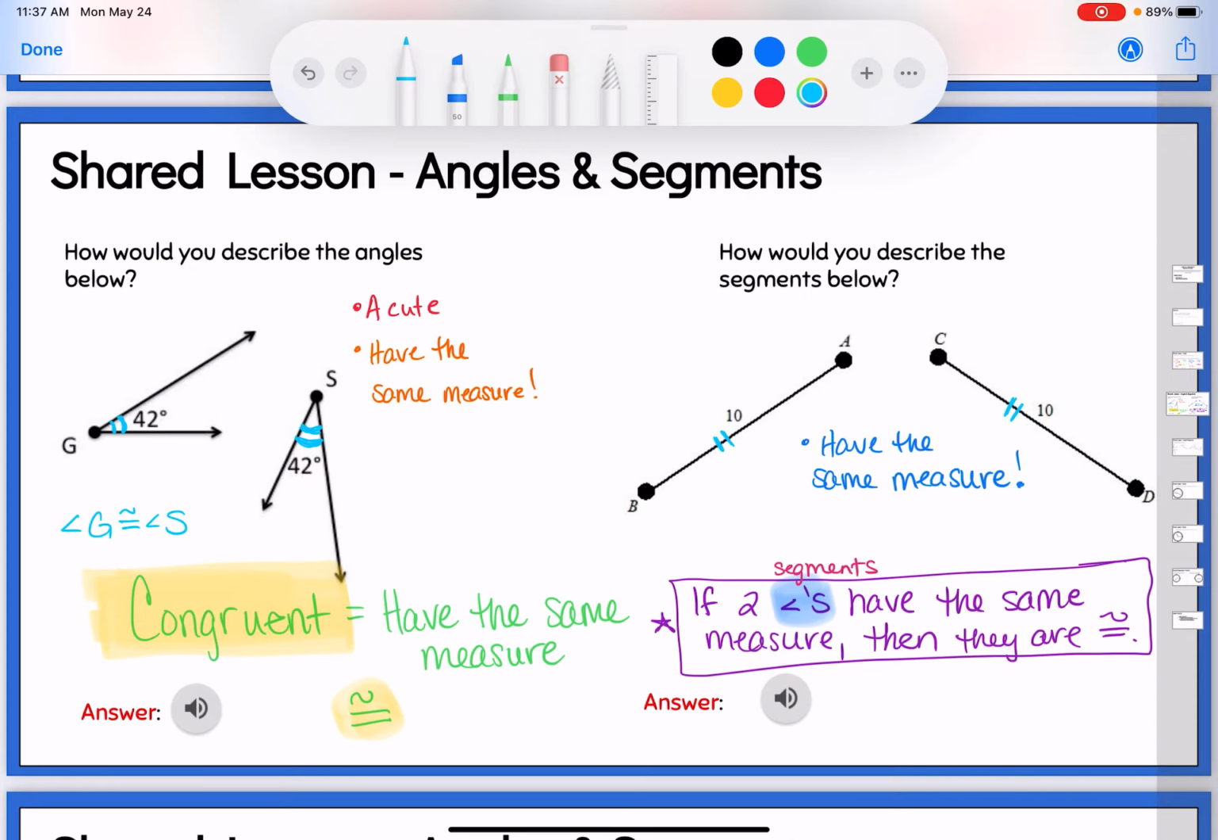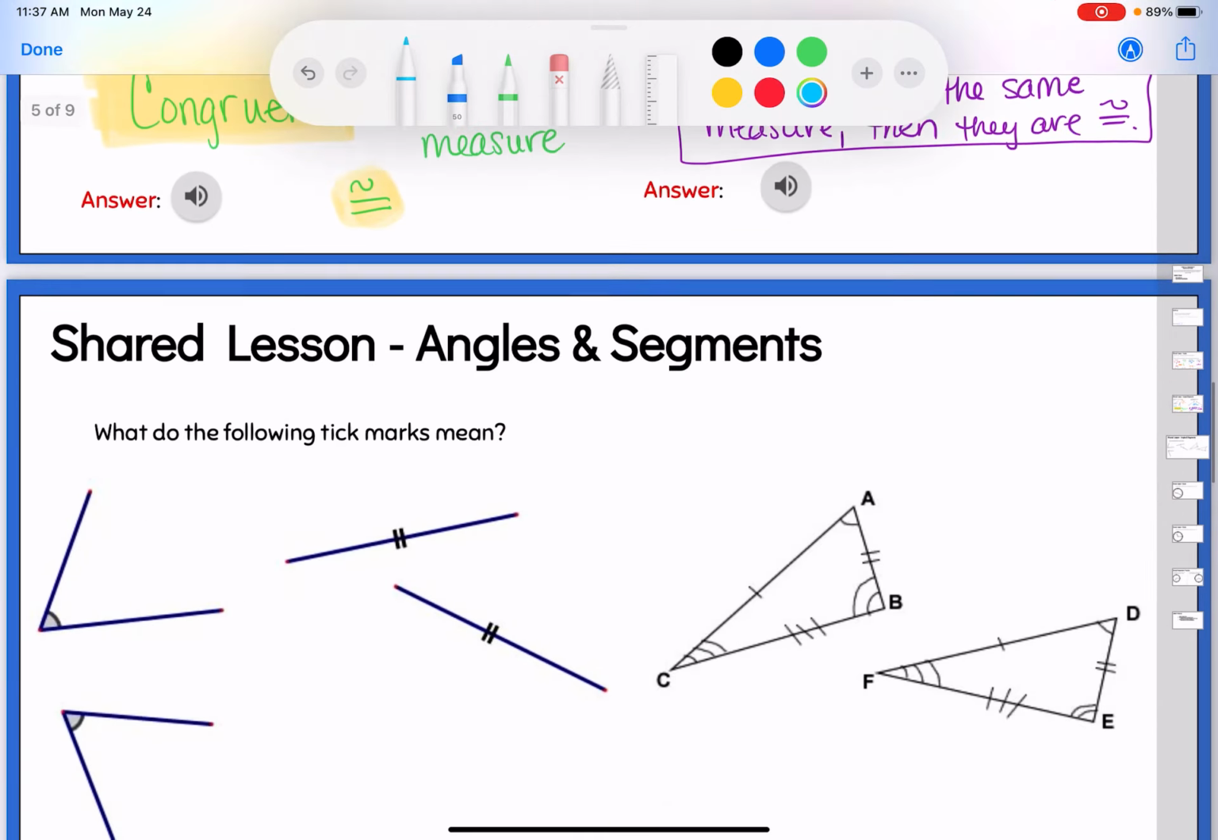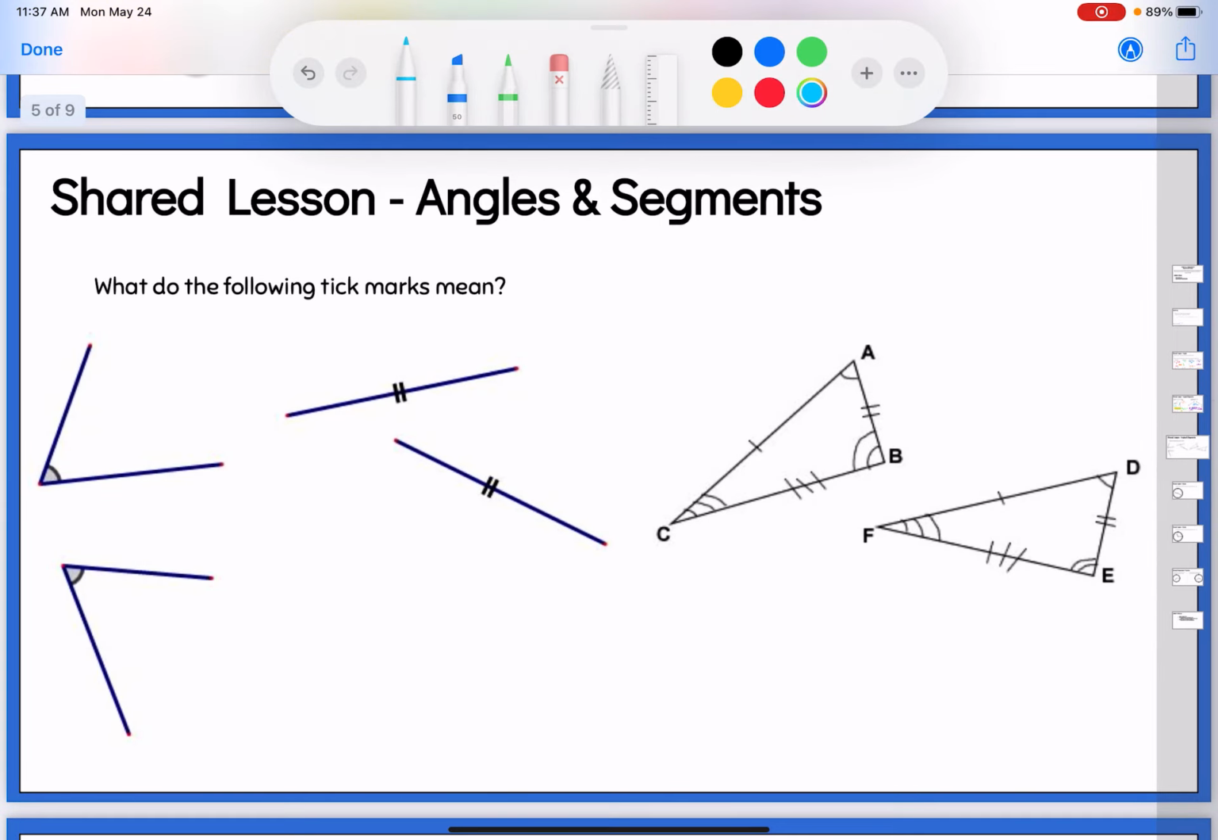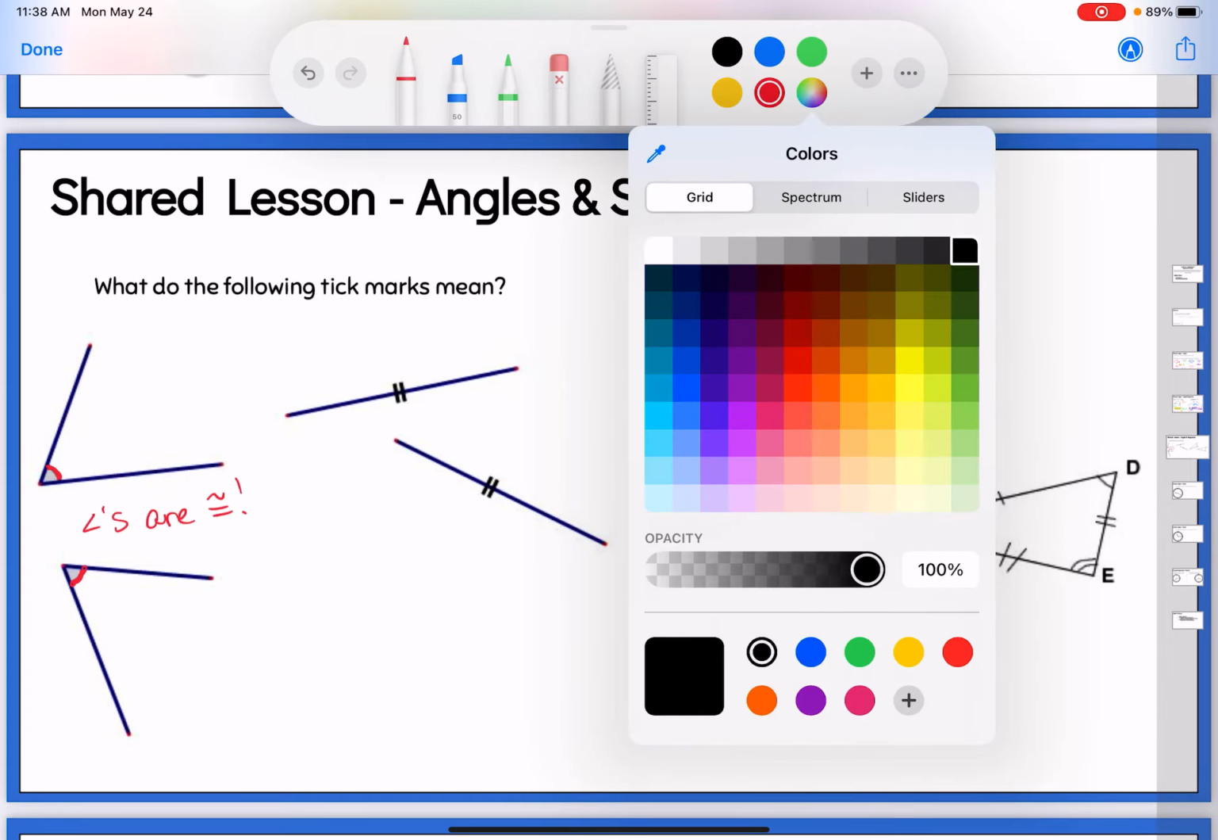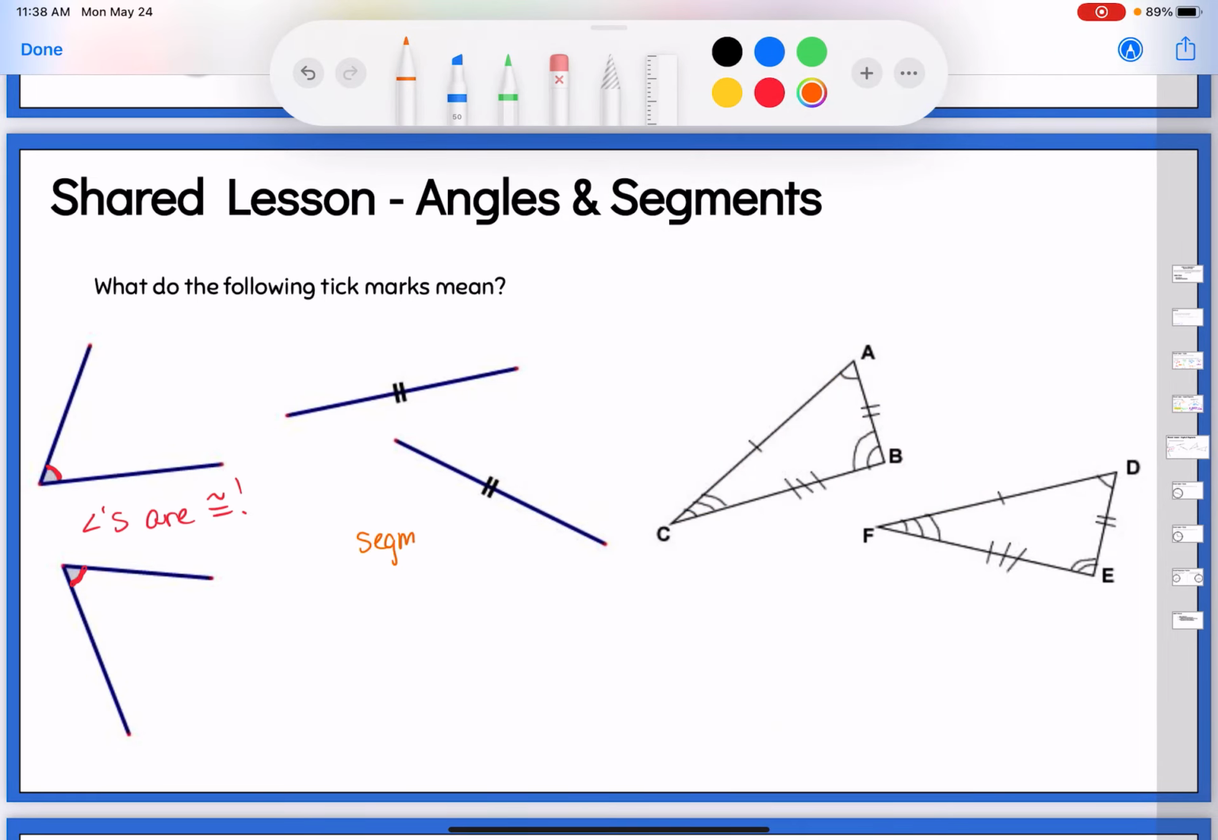So dashes on the segments, arcs through the angles, they have to have the same marking to show that they are congruent. Okay. Here's the next slide. It shows you all the different options, right? So all of these different markings are showing that they are congruent. This first one is showing that the angles are congruent. Notice they both have one arc. Now it does look like it's kind of colored in. They don't usually have to be colored in, just have the arc. The next one is showing that these segments are congruent. They have the double in both, right? That's showing that they're congruent.